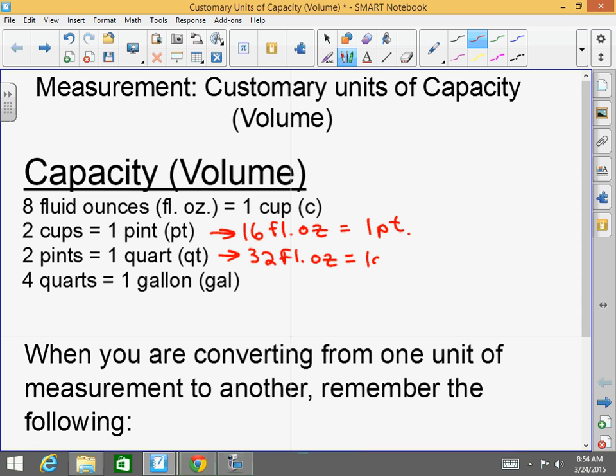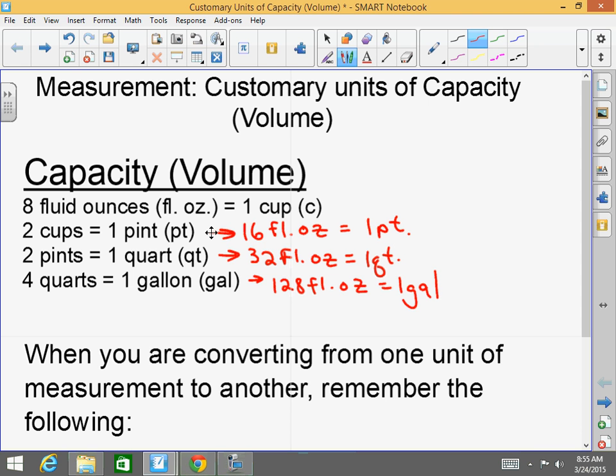Please write all this down, guys, because this is going to come back and either help you or haunt you later. And there's 4 quarts in a gallon. So if there's 4 quarts in a gallon and there's 32 fluid ounces in a quart, how many fluid ounces are there in 1 gallon? If you think about it, guys, I'm going from small to large, so I multiply. So 4 times 32, that would be 128 fluid ounces in 1 gallon.